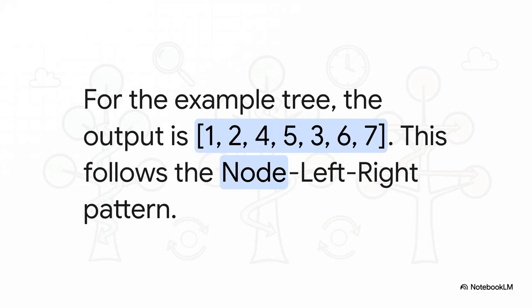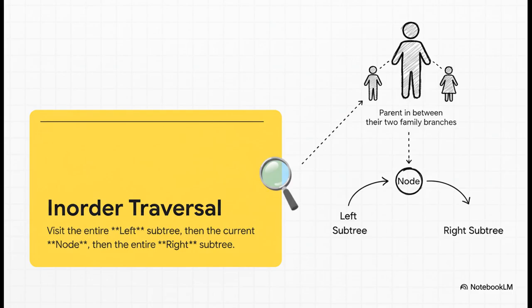So if we run pre-order on our example tree, this is what we get. See that? We start at the root, node 1. That's our node. Then we go all the way down the left side. 2, then 4, then 5. That's the left. Once that's all done, we backtrack and go down the right side. 3, then 6, then 7. That's the right. Node, left, right. Make sense, right?